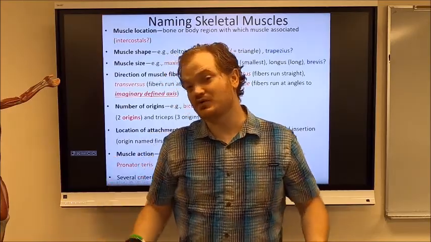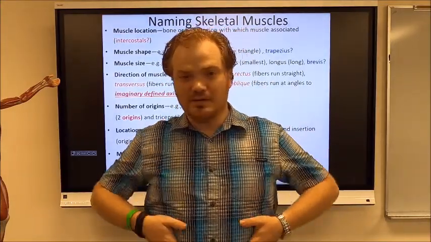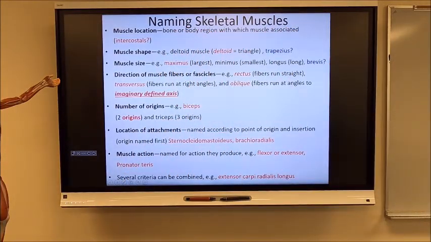Then there are things like transversus muscles that kind of go the opposite direction. Oblique muscles that come in at oblique angles. That's how this works, man.